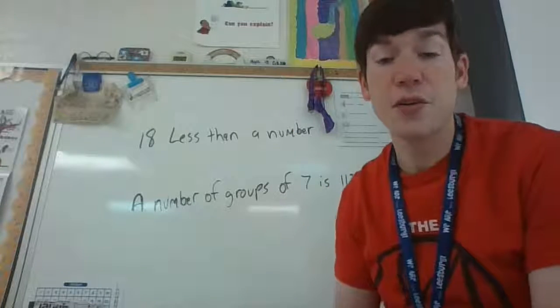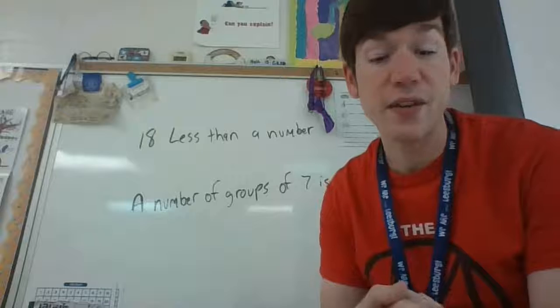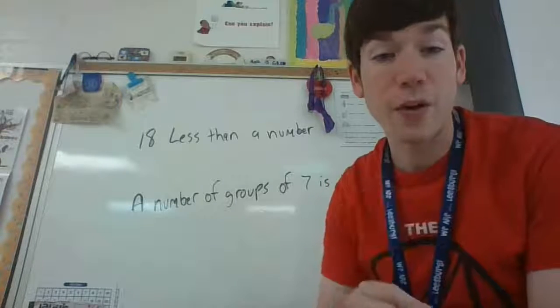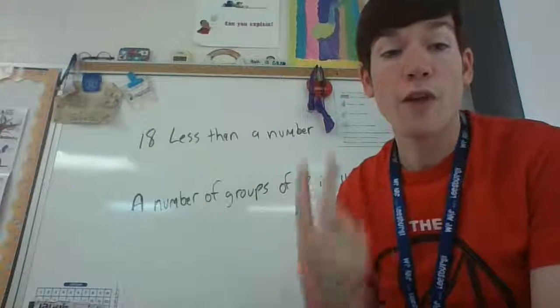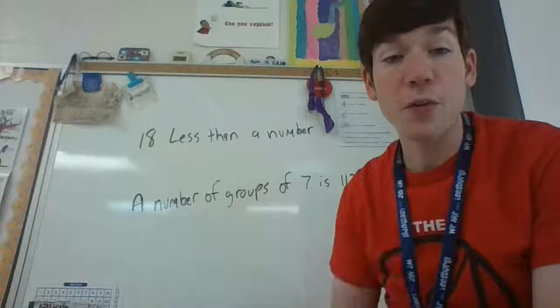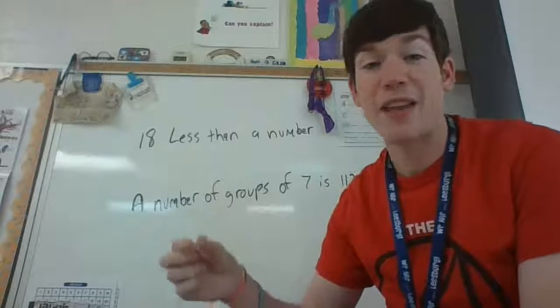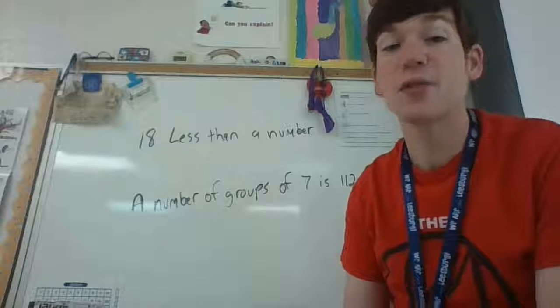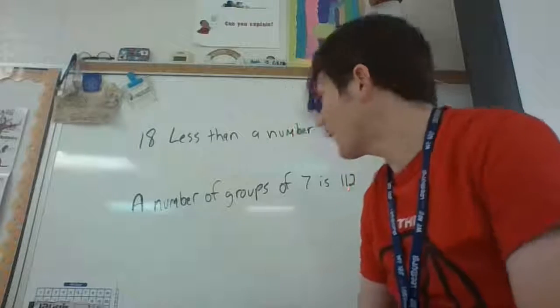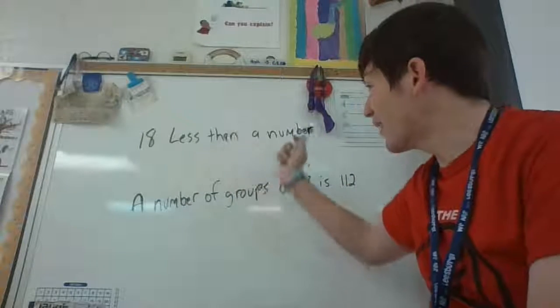All they're asking you to do is to write either an open sentence. Remember, an open sentence is like a regular number sentence, but with a variable, or a variable expression. A variable expression is the same thing, except we don't have that equal sign because we don't know what it's equal to. So the first one says 18 less than a number.